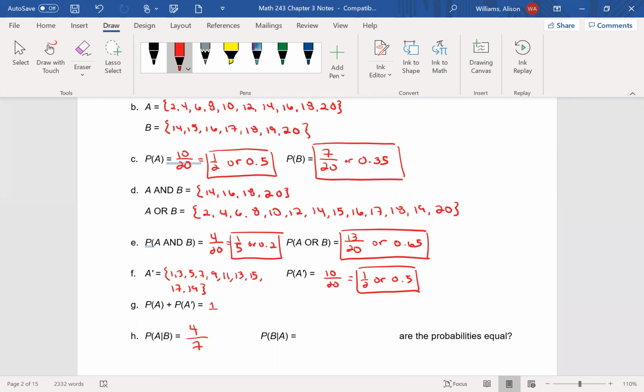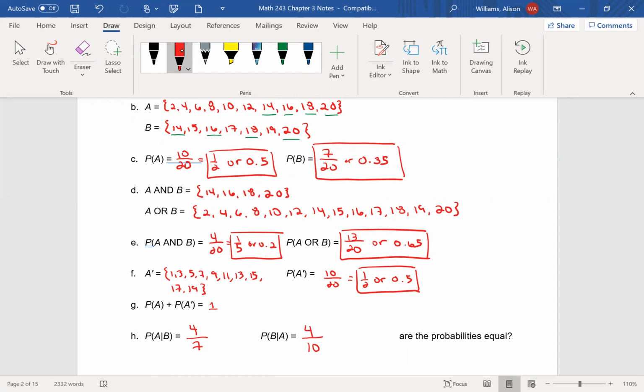4 out of 7. Okay, so for B given A, that's different. Now we're limited to looking at the even numbers. So we're looking at those 10 even numbers. And I want to know the probability that it's going to be one of the numbers that are 14 or higher, right? So there are 4 numbers that occur in A that also occur here in B, right? Those are what they have in common. So those same 4 numbers are being counted for in the next problem.